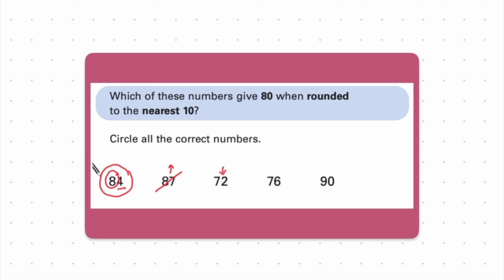72, our 2 is going to go down, so that means our number's now going to be 70, rounded to the nearest 10. Our 6 is going to make us go up, so we can see that 76 rounded to the nearest 10 is going to be 80. And we can see 90 rounded to the nearest 10. Well, it's already in the tens. It's a tens number, so we know that that wouldn't change. So 90 stays the same.